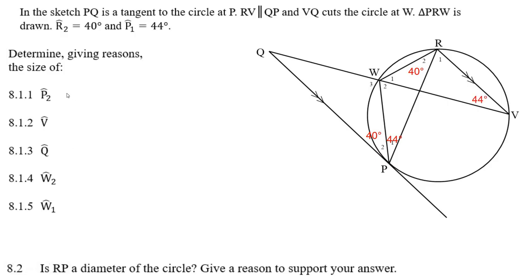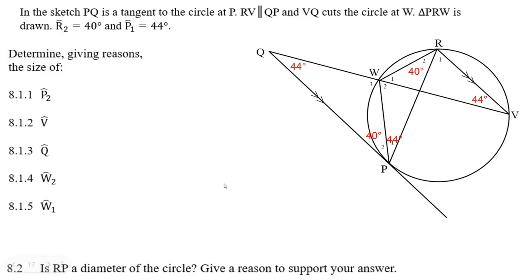Now, I'm going to have the reasons written out here in a bit, but let's see V. I said V is 44 degrees. Can you think of the reason? Oh yeah, that's 44, angles in the same segment. Okay, well, that's not so hard.